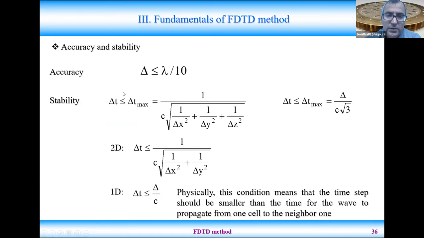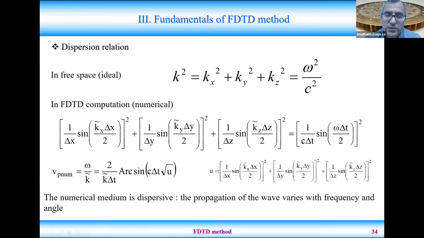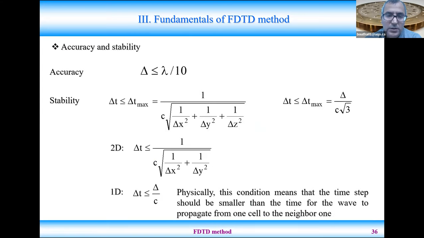So the wave amplitude increasing is instability, and we don't want to have instability. If we want to have stability, let's take the maximum that we can have for u. The maximum we can have for u is if this sine is equal to one. You put that in this equation here, and you want c delta t square root of u to be smaller than one to keep stability. And this relation will give us this. So delta t should be smaller than that value. The time step should be smaller than this.